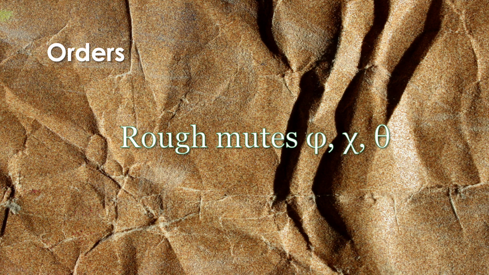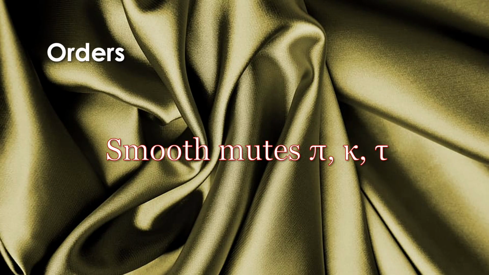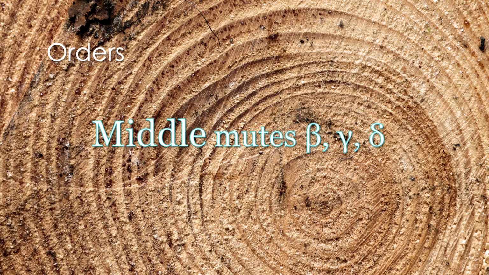So if we look at it from that point of view, phi, chi, and theta are regarded as rough mutes. And remember, the definition of a mute is that it temporarily stops the passage of the sound through your vocal cords. So the smooth mutes are p, k, and t. They're not pronounced with so much force or roughness. And then the middle mutes are beta, gamma, and delta.